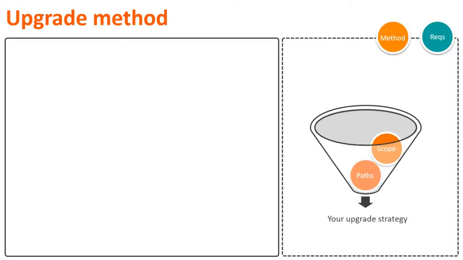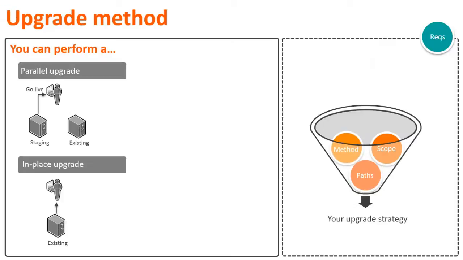After you decide whether you want to upgrade the suite or the platform, you need to choose an upgrade method. For both the suite and the platform, you can perform a parallel upgrade or an in-place upgrade. In a parallel upgrade, you perform the upgrade on a staging server, then you go live with that staging server. In an in-place upgrade, you perform the upgrade on the production server.